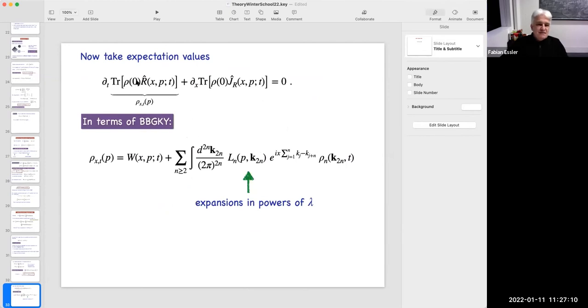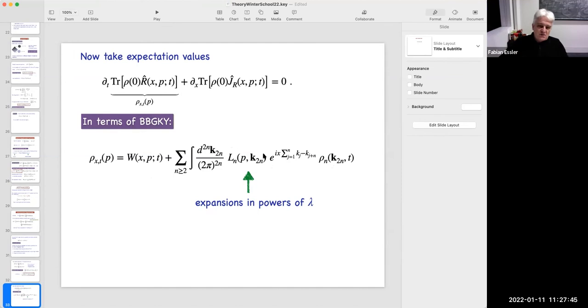And finally, you take an expectation value and obtain a generalization of this Wigner function in the interacting case, which you can now write in terms of these reduced density matrices in this BBGKY hierarchy. So the leading term is just the Wigner function, but now you get additional pieces, which involve the 2-particle reduced density matrix, the 3-particle reduced density matrix, the 4-particle reduced density matrix, and so on and so forth.